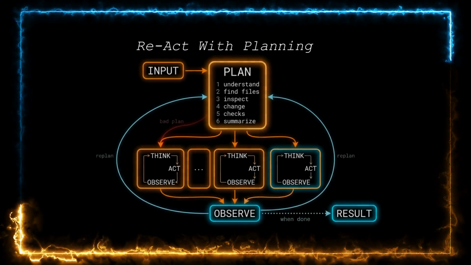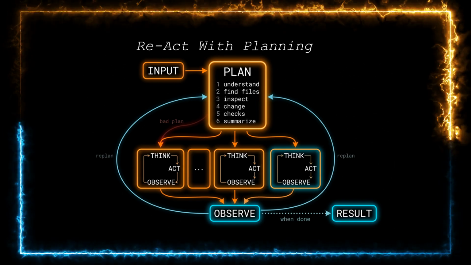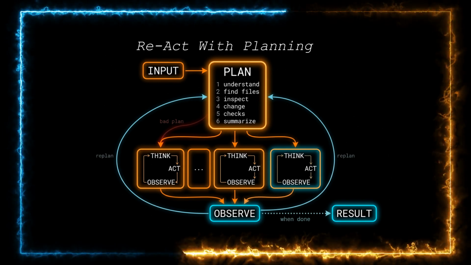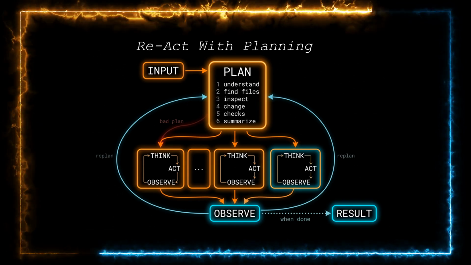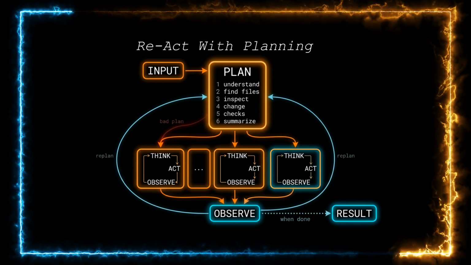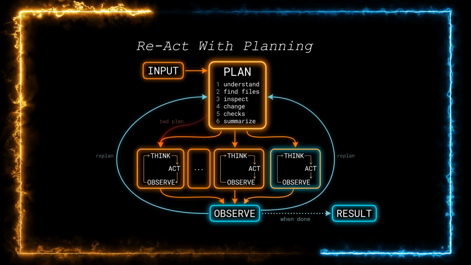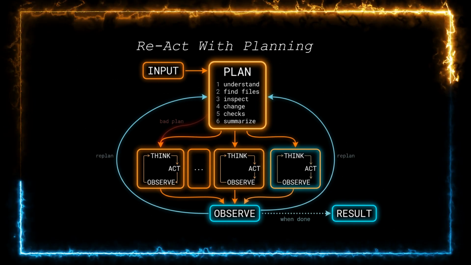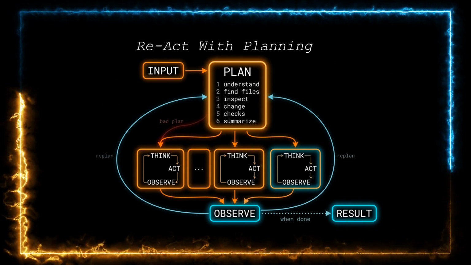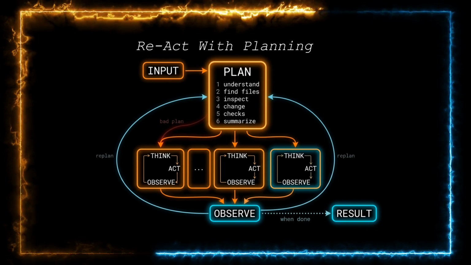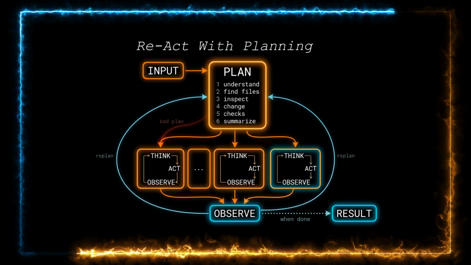ReAct with planning adds a planning step before execution. The loop becomes input, plan, execute each step with ReAct, observe, repeat if necessary, final result. Instead of jumping directly into tool calls, the agent first creates a high-level plan. For example, understand the request, find relevant files, inspect current implementation, make the change, run checks, summarize the result. Then each step can run its own think, act, observe loop.